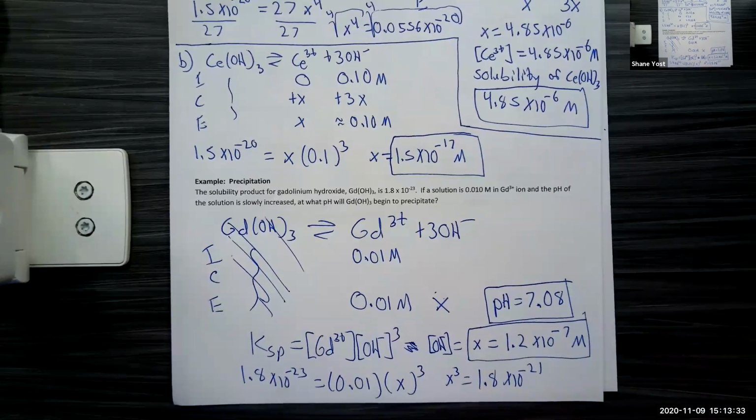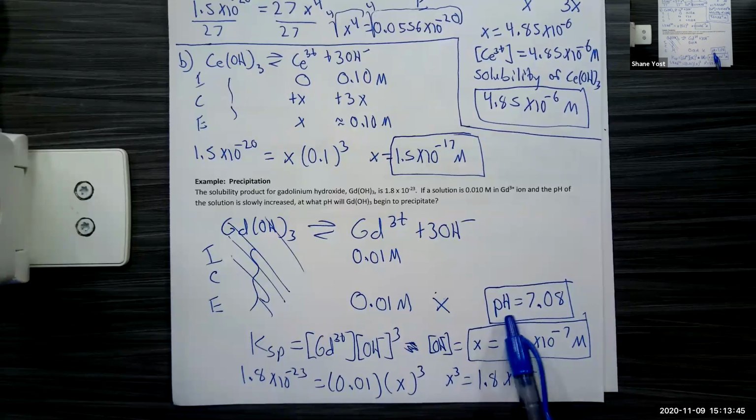And again, this x is the concentration of OH minus. Take the negative log of that, you'll get the pOH, and then you take 14 minus the pOH, and you will get the pH. That's how I got the pH of 7.08. Any pH greater than that is when a solid will be forming in solution. Any pH less than that, and you're in an unsaturated solution.